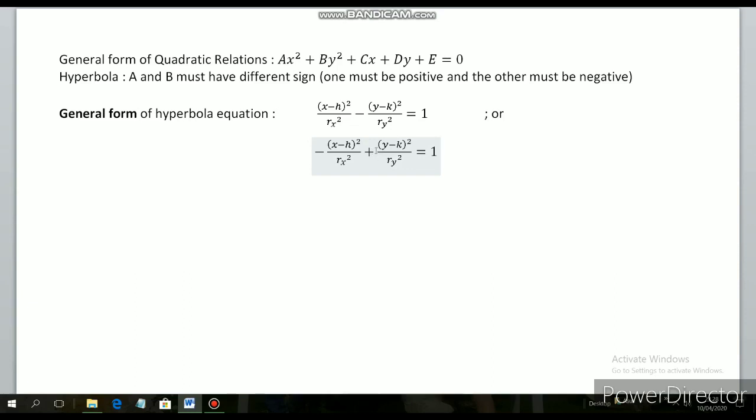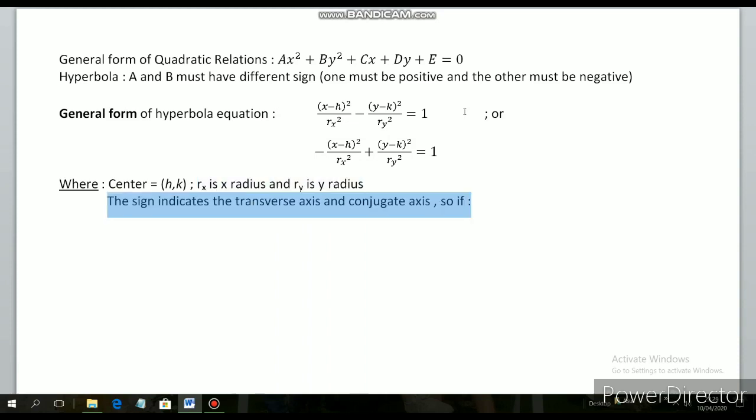Again, let's recall the ellipse: both will be positive, and this will be an addition. So I hope you get the idea of what the difference is. And then next, the center will always be h comma k. So we always use h comma k as the center. Let's use the same technique as the previous one. Our x will be your x radius, and our y will be your y radius.